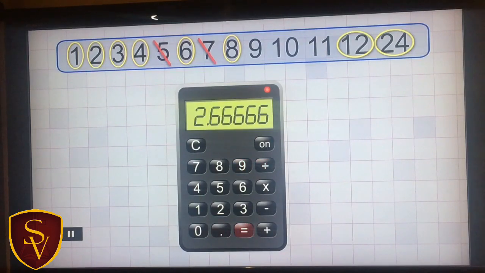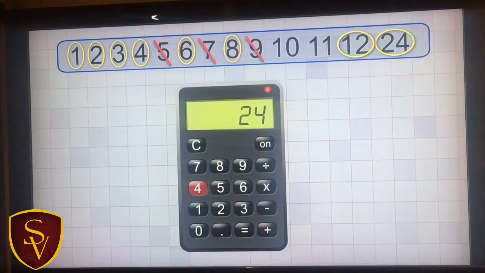Oh, there we have it. The answer is 2.666, which is a decimal number. That means also that 9 is not going to be a factor of 24. How about 10? If we divide 24 by 10, are we going to have a whole number? Maybe not. Let's see.